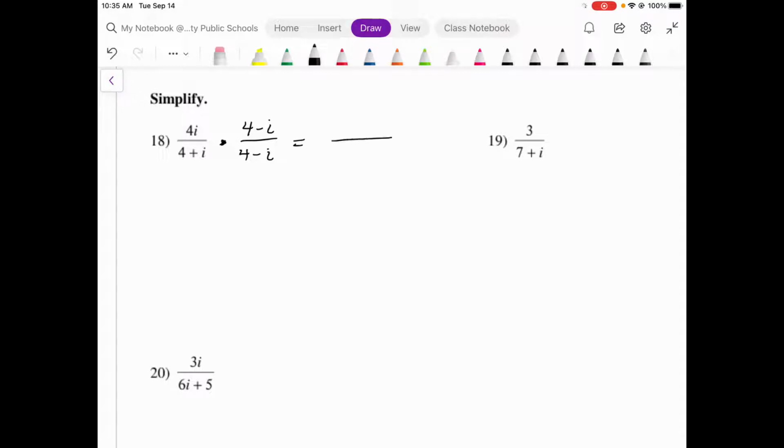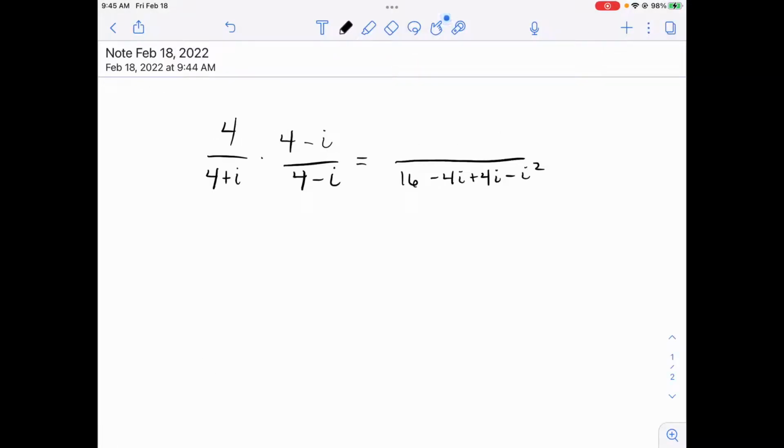So here we go. On the bottom, 4 times 4 is 16. 4 times negative i is negative 4i. i times 4 is positive 4i, and you can already see how those are going to cancel out. i times negative i is negative i squared. All right, on top, 4 times 4 is 16, and 4 times negative i would be negative 4i.